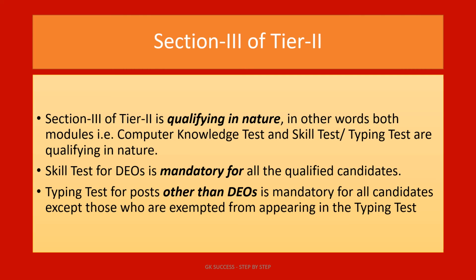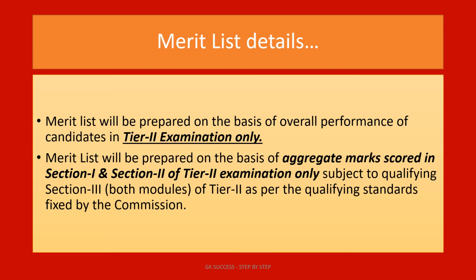Now details regarding Section 3 of Tier 2. Section 3 of Tier 2 is qualifying in nature. In other words, both modules, that is computer knowledge test and skill test or typing test, are qualifying in nature. Skill test for DOs is mandatory for all the qualified candidates. Typing test for posts other than DOs is mandatory for all candidates except those who are exempted from appearing in the typing test.